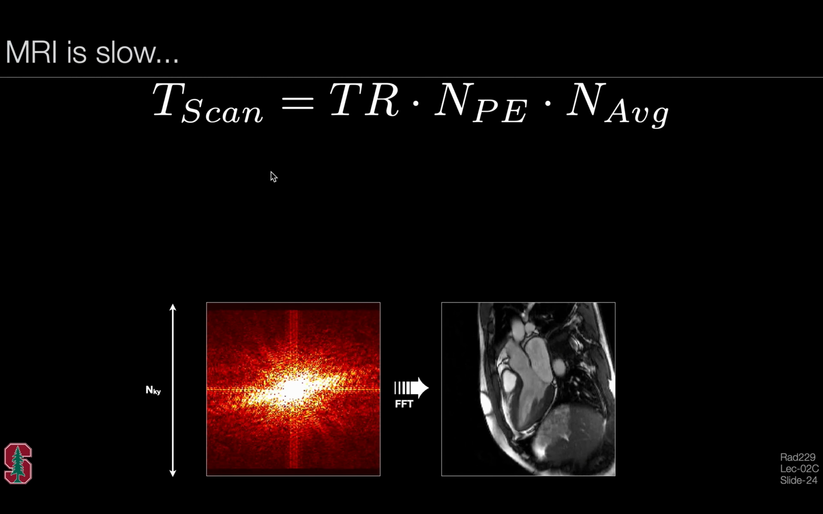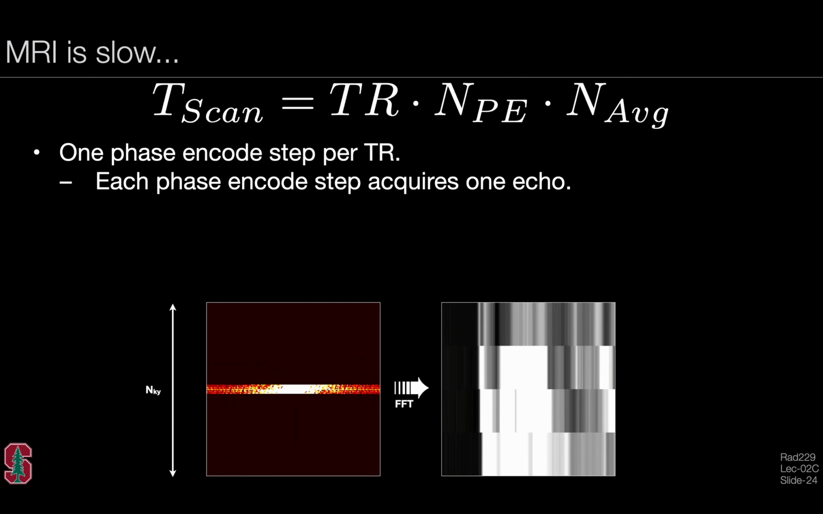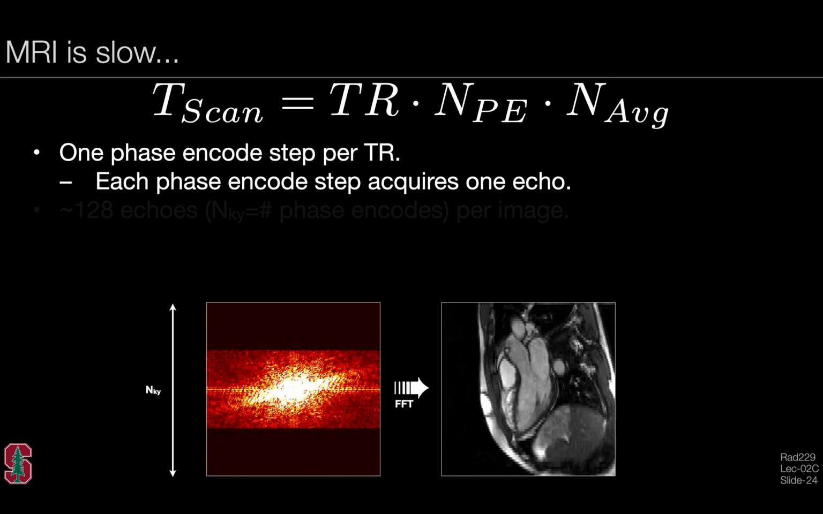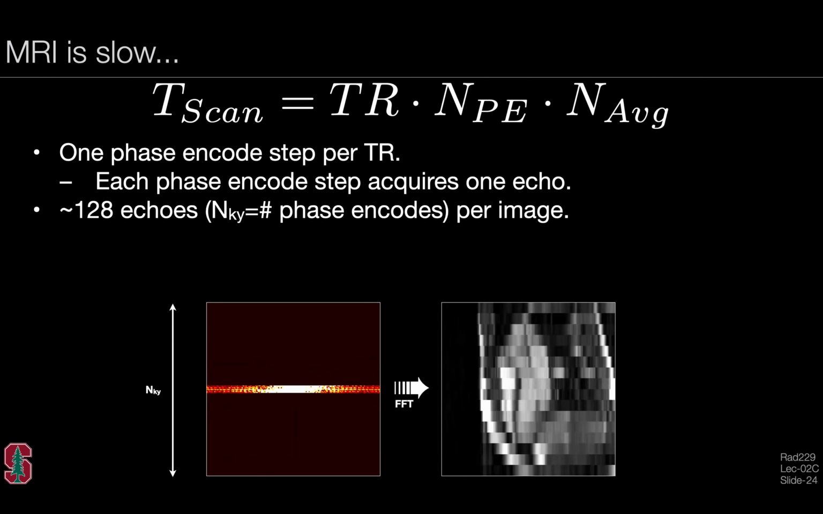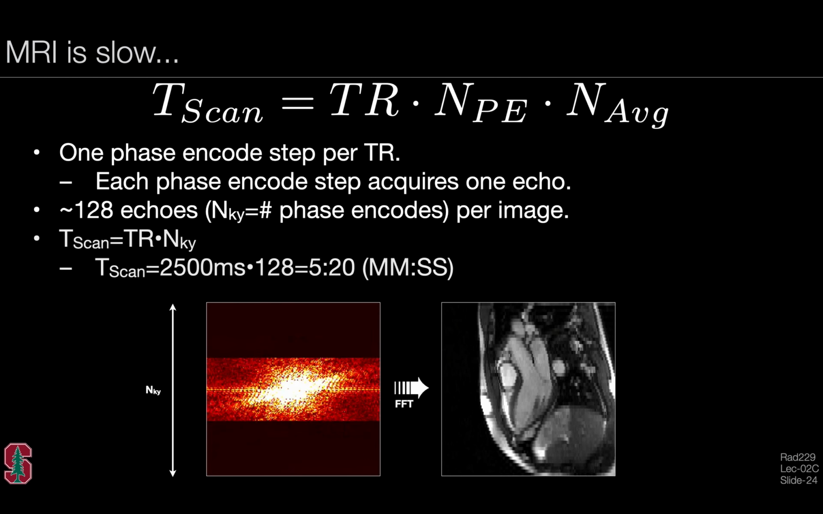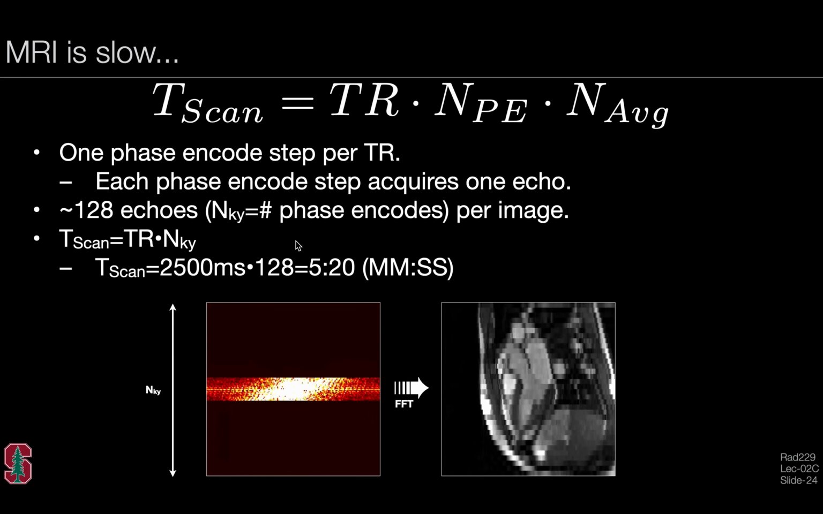So this is a very simple expression that gives us some insight about total scan times. We typically get 1 phase encode step per TR, and each phase encode step typically acquires 1 echo. So for example, we want to acquire about 128 echoes, or NKY, which is the number of phase encodes per image. That's a typical value for a nominal image resolution. Then we could see that the total scan time here could easily be many minutes. So our TR might be 2,500 milliseconds, and then just multiplying by the number of KY lines, we'd come out to see that this would be a 5-minute acquisition.